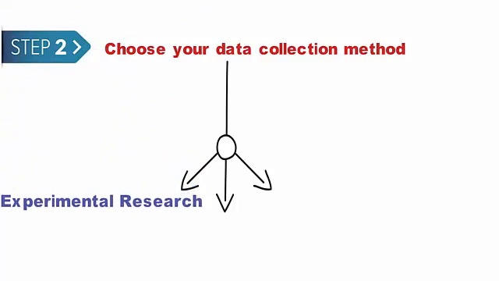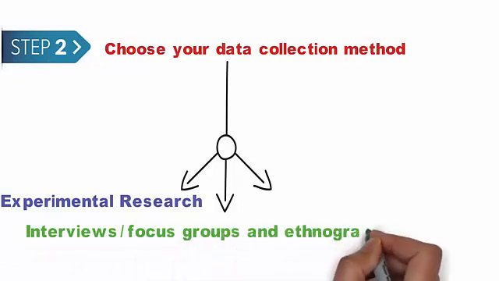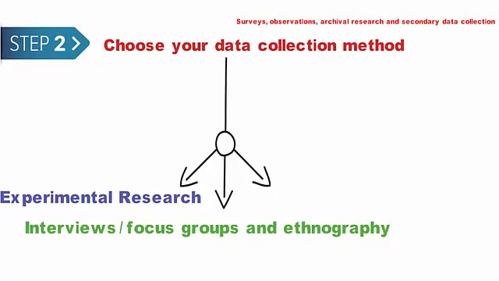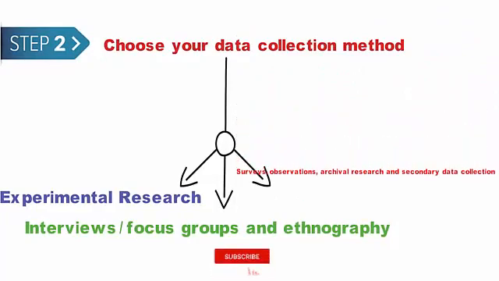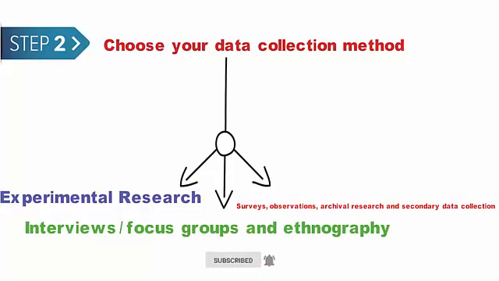Experimental research is primarily a quantitative method. Interviews, focus groups and ethnography are qualitative methods. Surveys, observations, archival research and secondary data collection can be quantitative or qualitative methods. Step 3. Plan your data collection procedures.